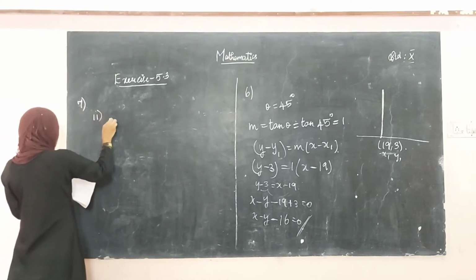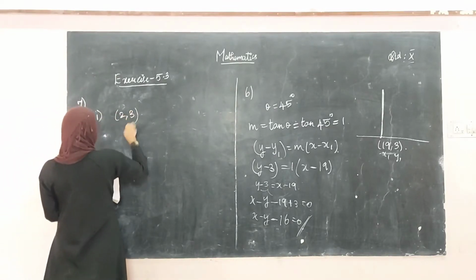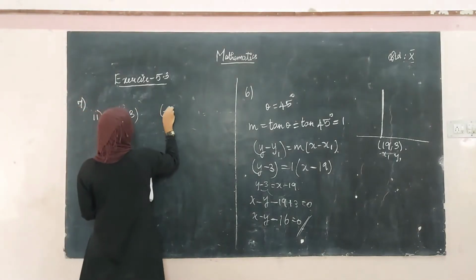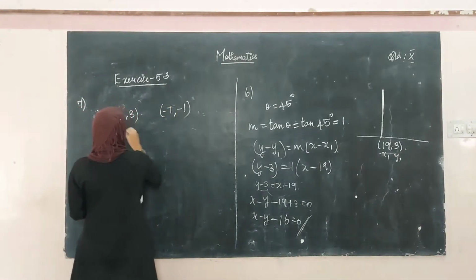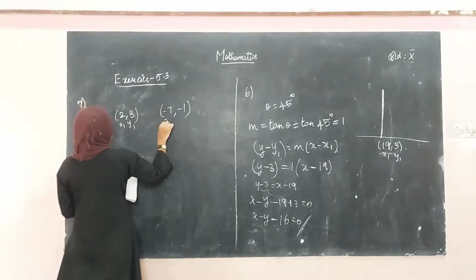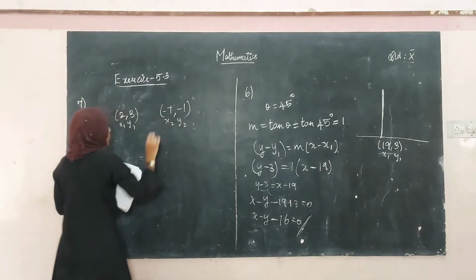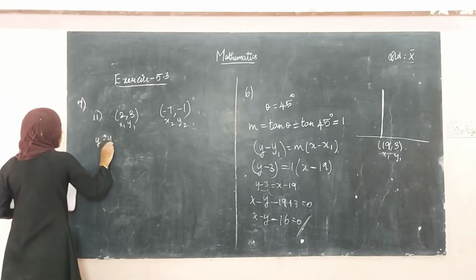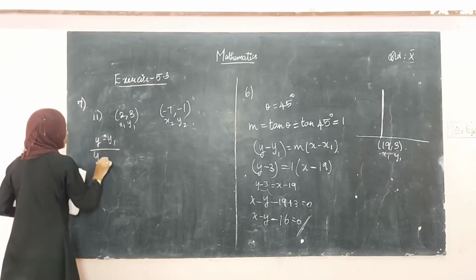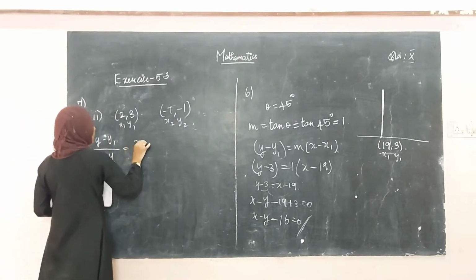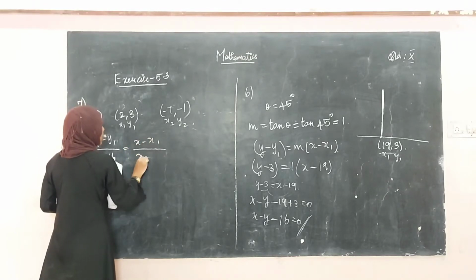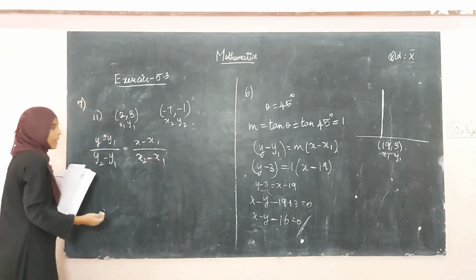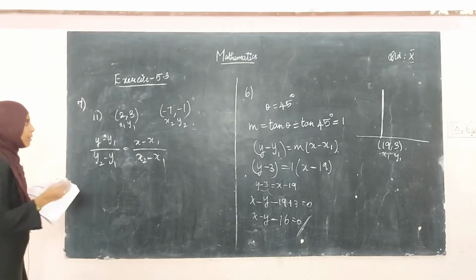What are the points given there? 2 comma 3 and minus 7 comma minus 1. This is x1, y1, x2, y2. Okay, so what's the formula? (y minus y1) divided by (y2 minus y1) equals (x minus x1) divided by (x2 minus x1). Now, what we have to do is just substitute the values.